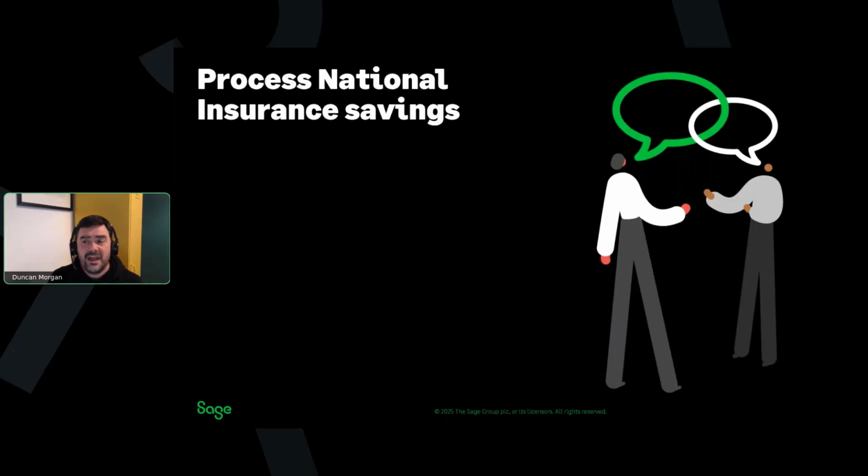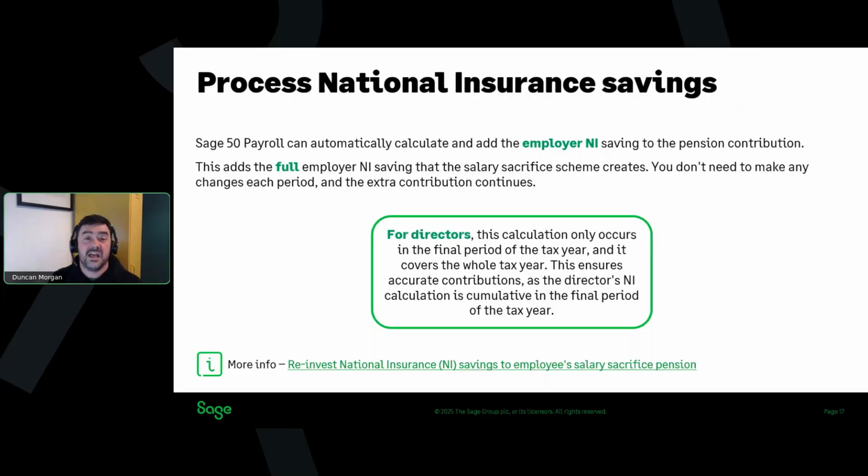So the last thing we're going to cover in the webinar is the national insurance savings. This is one of the big perks of the salary sacrifice pension scheme, for now at least, that the employee and employer will save national insurance because the salary sacrifice is a deduction before tax and national insurance. Quite commonly, employers will choose to add their employer NI saving into the pension pot. And we've introduced a feature in version 31 where Sage 50 Payroll can automatically calculate the employer national insurance saving and then add that to the employer contribution.